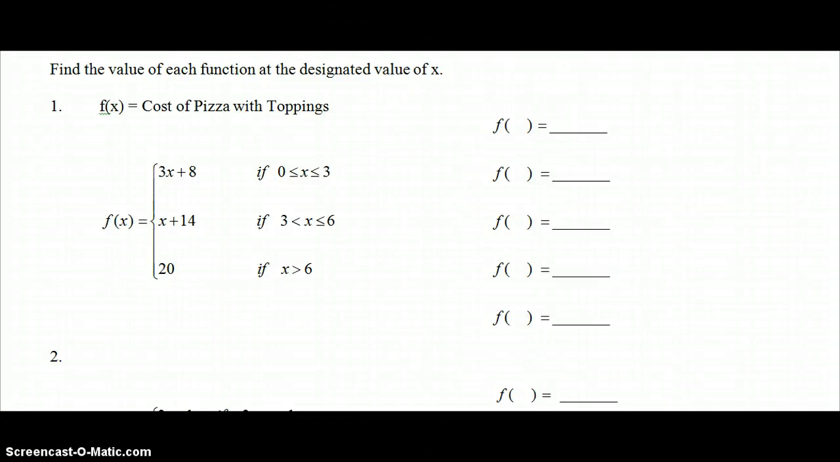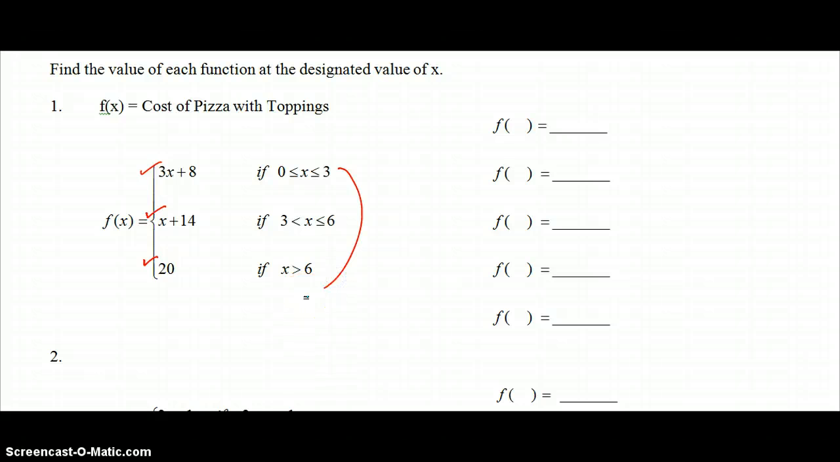Okay, today we're going to talk about piecewise functions. A piecewise function is divided up into pieces, and in this case, there are 3 pieces. Each one of these pieces is actually an equation of a line. Now, what's unique to a piecewise function is this part here.